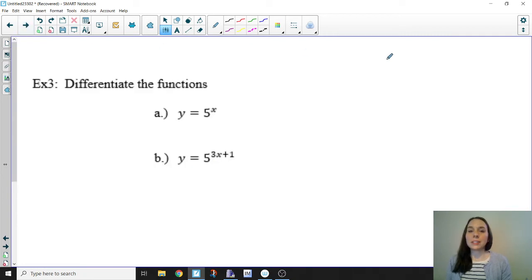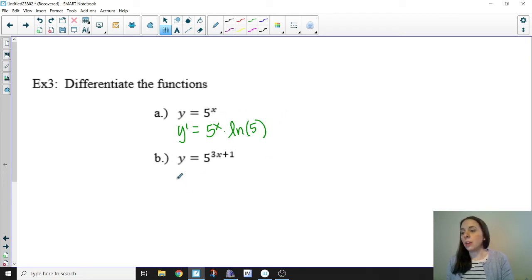Okay, what we see in example 3 are exponentials that are not base e. And what you just need to keep in mind when you're differentiating a function that's not base e is you need to throw in a factor of the ln of the base to your derivative. So for example 3a, the derivative of y equals 5 to the x is 5 to the x, still itself, but times ln of 5. You could throw that ln of 5 in front if you want to.